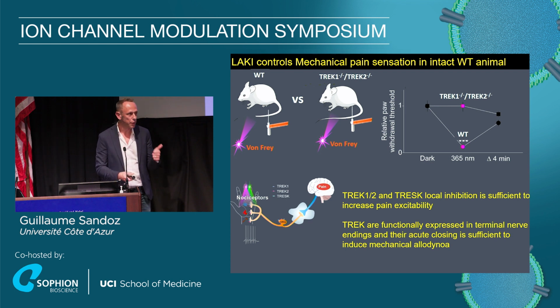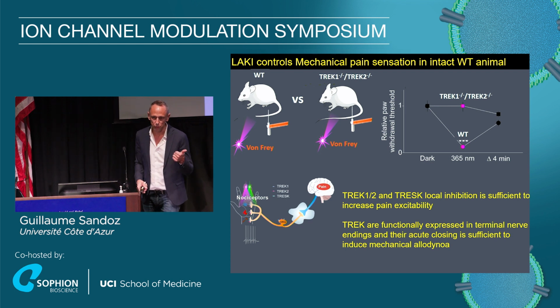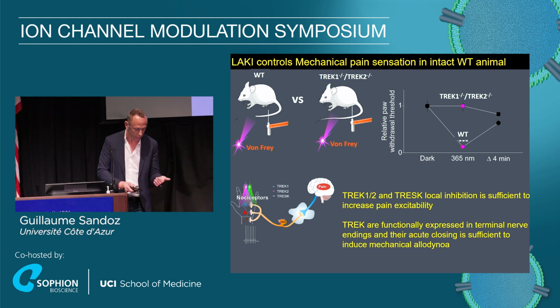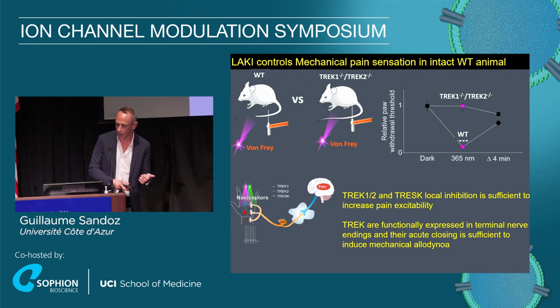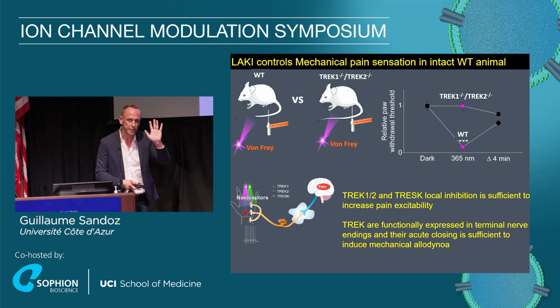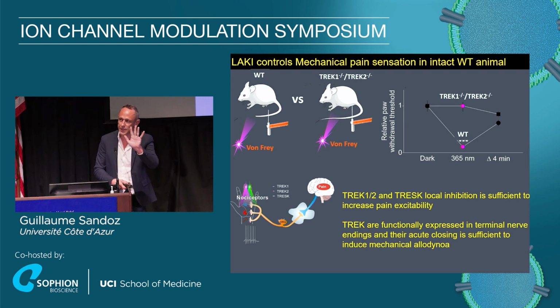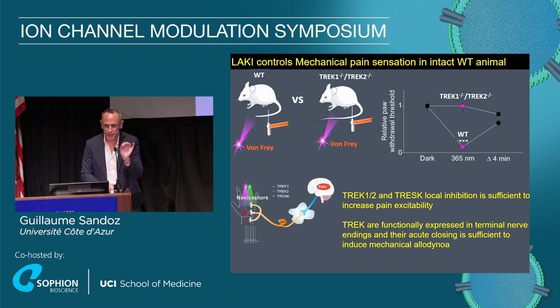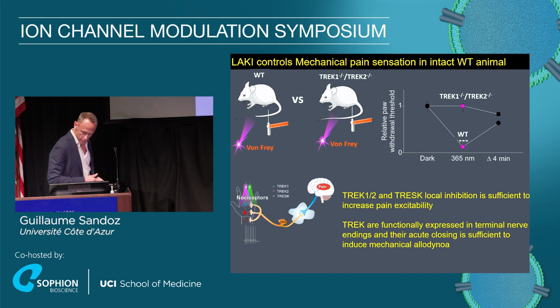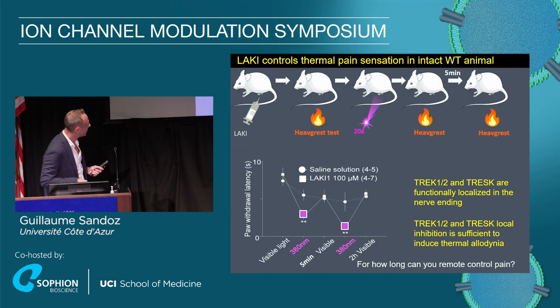This shows that acute closing of TREK1 and TREK2 in vivo is able to induce pain, mechanical allodynia. And in addition, this shows also that the channels are localized at the terminal nerve endings. Why is that? Because the UV light cannot penetrate deeper than 600 micrometers. And the only neurons you can find at this distance of the dermis are only the pain receptors, the terminal nerve endings. What about the thermal sensitivity?